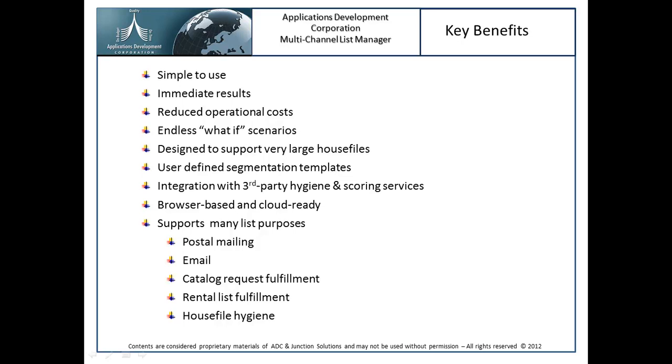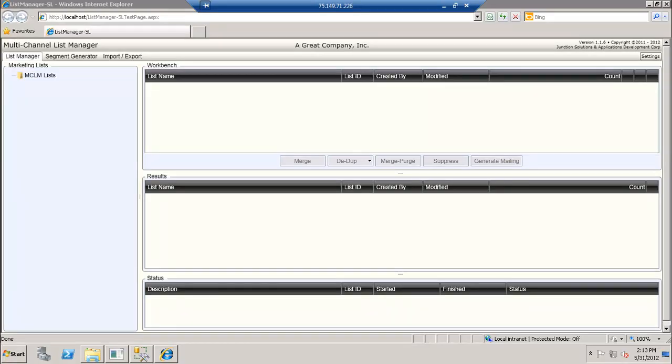Multi-Channel List Manager allows a customer to control their own campaign management functions in-house, including modifications to segmentation criteria and list composition on the fly with near immediate results. This tool can accomplish in minutes or hours what has traditionally taken days or even longer.